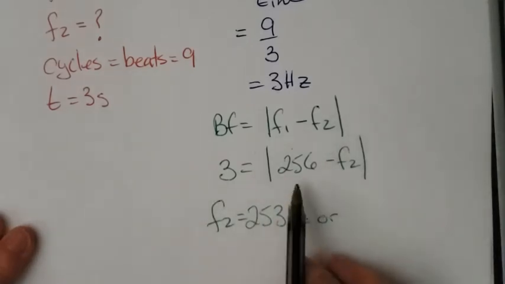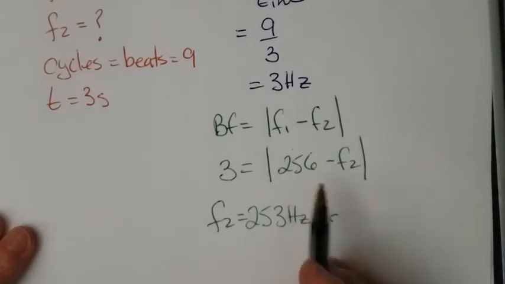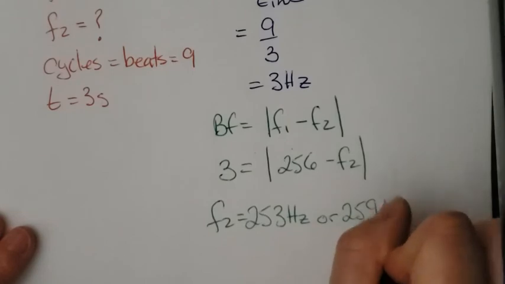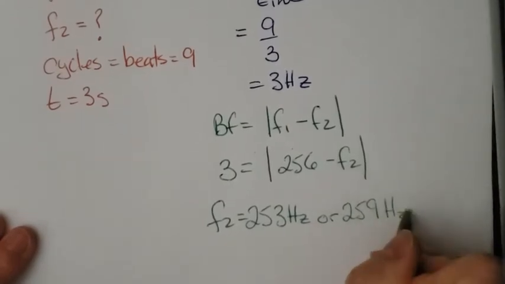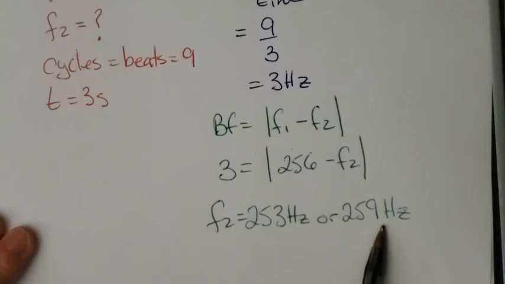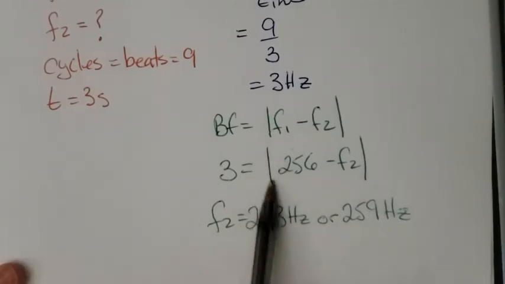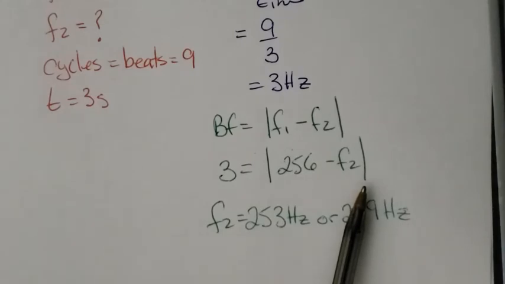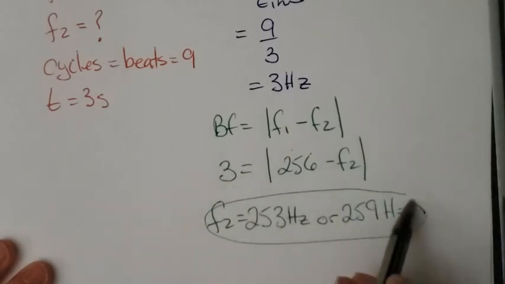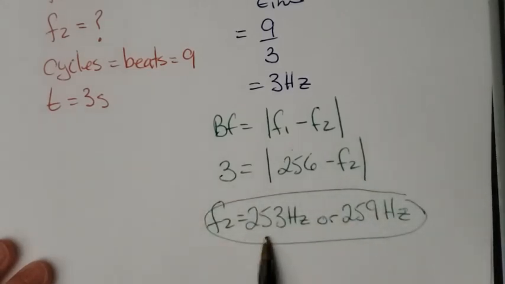Or I could go 3 greater than this number. If I go 3 greater, it'll be 259 hertz. So if I went 256 minus 259, that gives me -3, and the absolute value signs mean I just make it positive, so it becomes +3. So there's actually 2 possible answers here. The piano could either be at 253 hertz or 259 hertz.